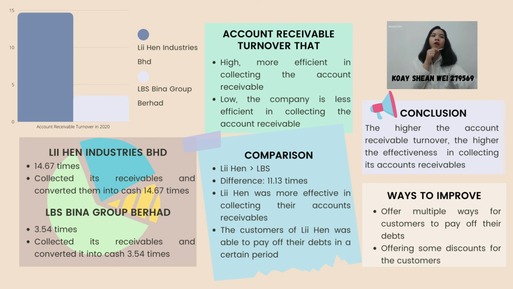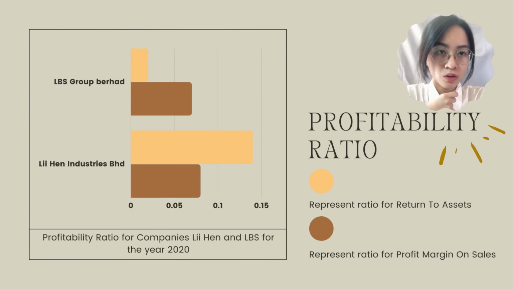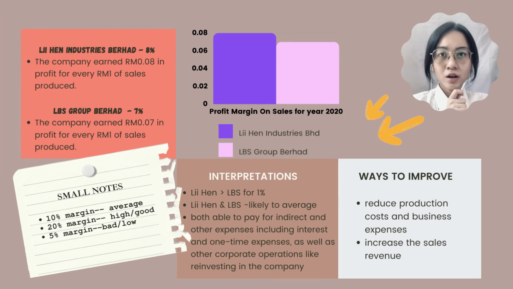So it can be improved by offering multiple ways for the customer to pay off their debts, and also offering some discounts to the customer. This is the overall graph of profitability ratio for Li-Han and LBS company. Based on the graph, the ratio of profit margin on sales for Li-Han company was 8%. It indicates that the company earned 8 cents in profit for every 1 ringgit of sales produced.